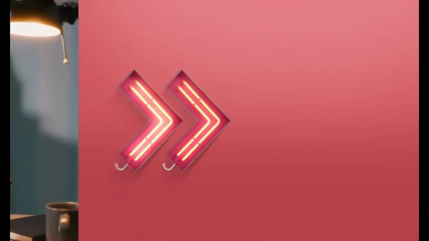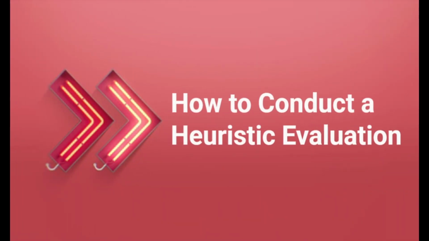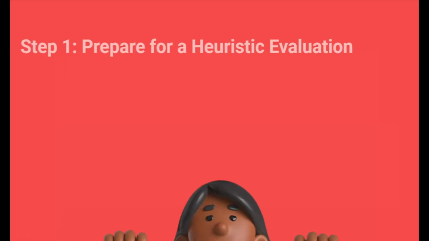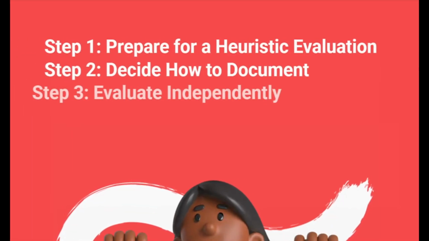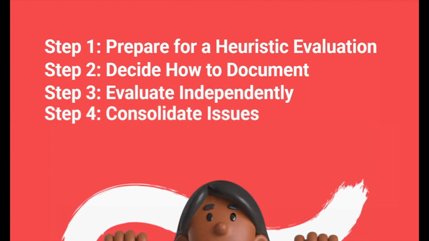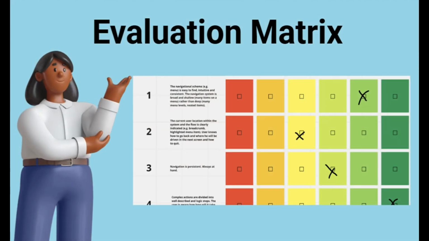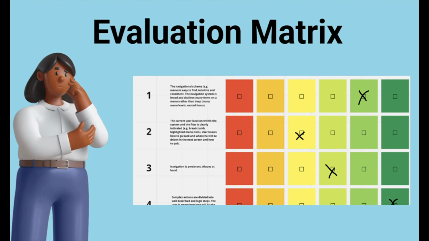Now, let's walk through the 4 steps for evaluating a digital product's user experience by conducting a heuristic evaluation. We'll also use an evaluation matrix, a simple table that helps us organize usability issues we find, map them to specific heuristics, and suggest improvements.